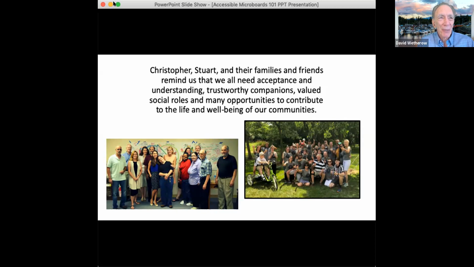Team Christopher and Team Stuart have provided a really good underpinning for the spirit of this work. I'm going to talk for a while about the nuts and bolts because this can sound sort of very aspirational, but it's actually quite practical. Christopher and Stuart and their families and friends remind us that we all need acceptance and understanding, trustworthy companions, valued social roles, and many opportunities to contribute to the life and well-being of our communities.